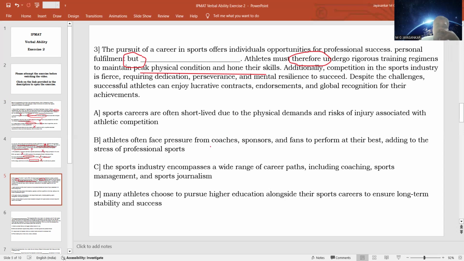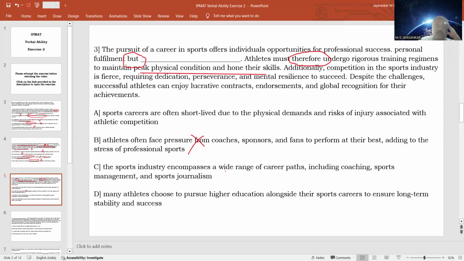Option B, athletes often face pressures from coaches, sponsors, fans, etc., adding to the stress of professional sports. It is talking about the stress. The stress is mental stress, whereas the next sentence is talking about physical fitness. So this is not a correct answer because it is talking about mental stress.